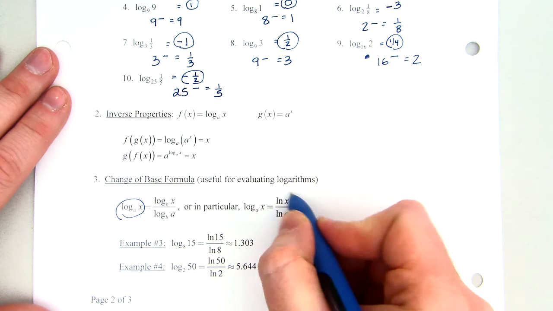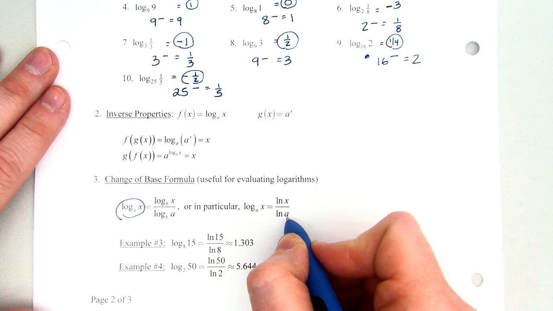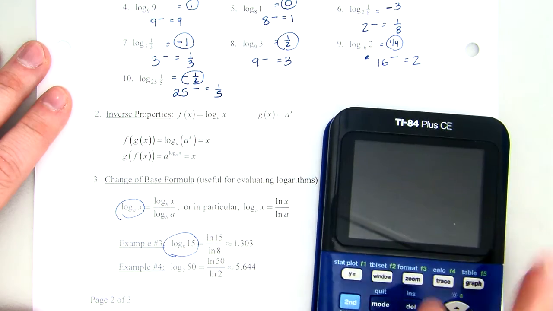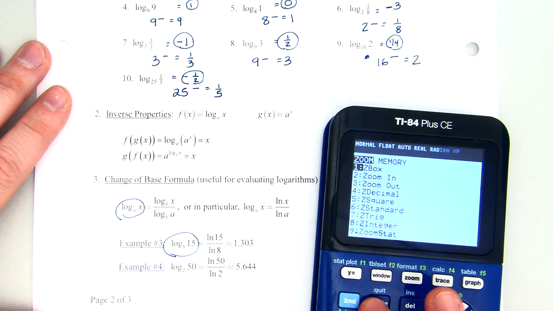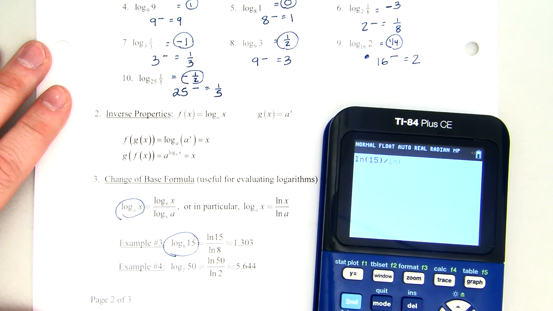The one that's going to be most useful for us, since we've done the most work with natural logs, is trying to write everything in terms of natural logs. Log base a of x is the natural log of x divided by the natural log of a. For example, if I want to do log base 8 of 15 on the calculator, you can use this change of base formula to say the natural log of 15 divided by the natural log of 8.